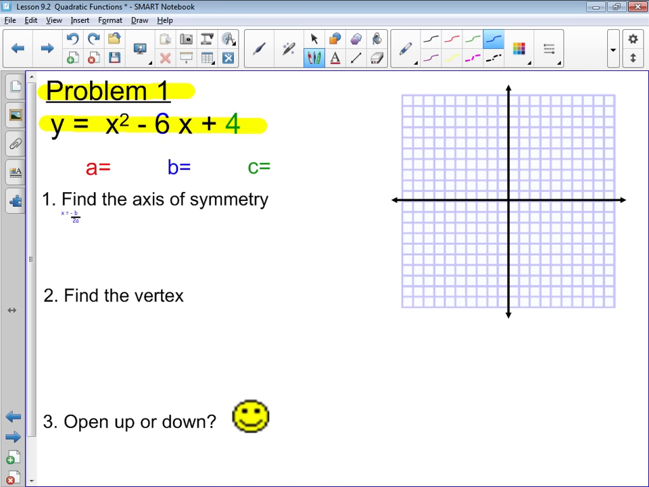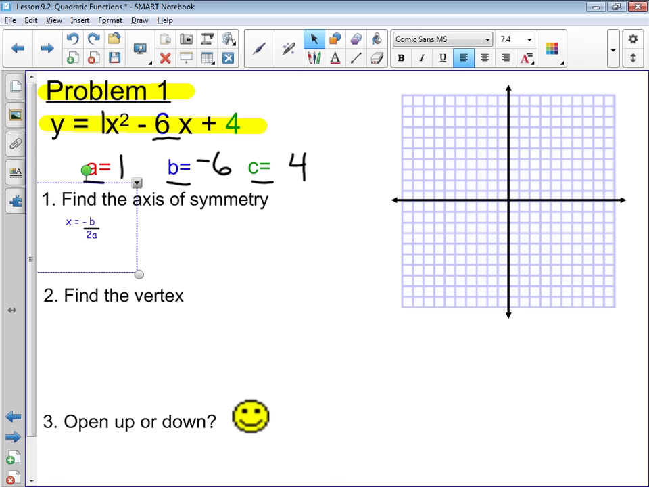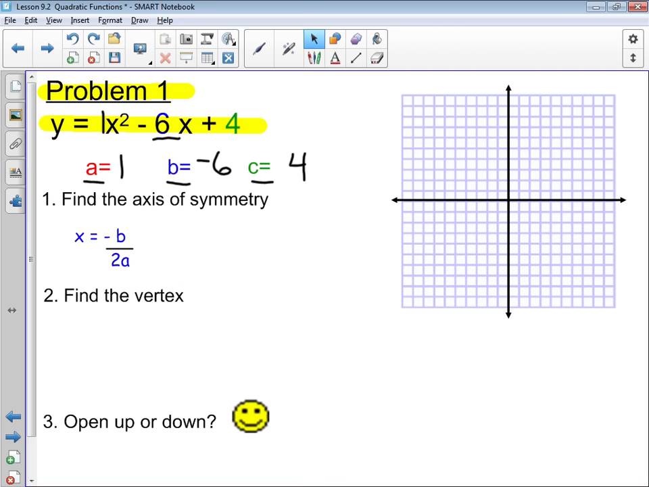So here we go. First step is to find the axis of symmetry. And now let me back up. In order to find the axis of symmetry, you're going to need some values. So the actual first step would be to write out what a, b, and c are from the equation. So from this equation, a is 1, b is negative 6, and c is 4. Now, first thing you're going to do after that is find the axis of symmetry. And the axis of symmetry is given by the formula that you just wrote down. x equals negative b over 2a.